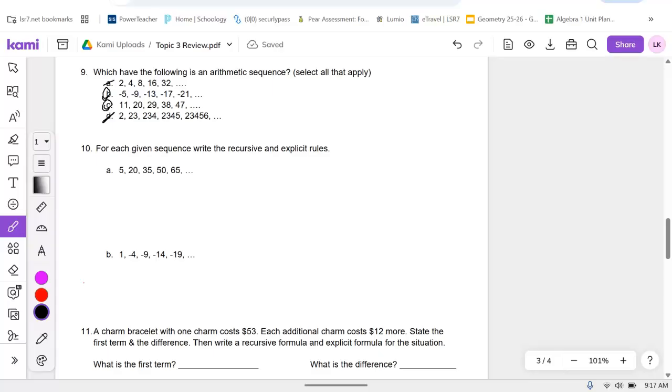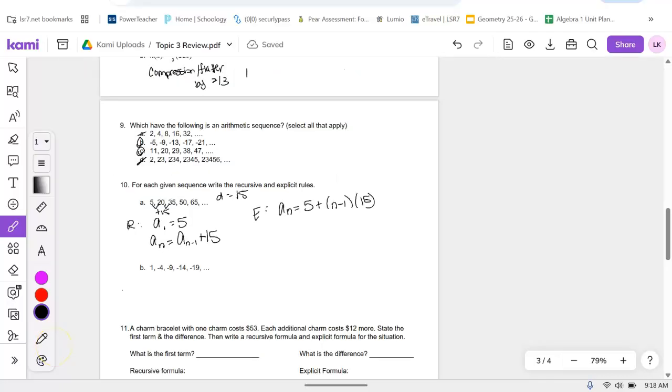For the given sequence, write the recursive and explicit rules. So first I have to find my common difference, which is plus 15. So for my recursive, I'm going to have A1 equals 5, and I have AN equals AN minus 1 plus 15. My explicit is AN equals 5 plus n minus 1 times 15. You're going to multiply that throughout. So AN equals 5 plus 15n minus 15. AN equals negative 10 plus 15n.